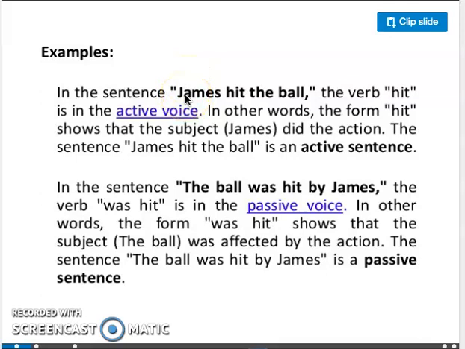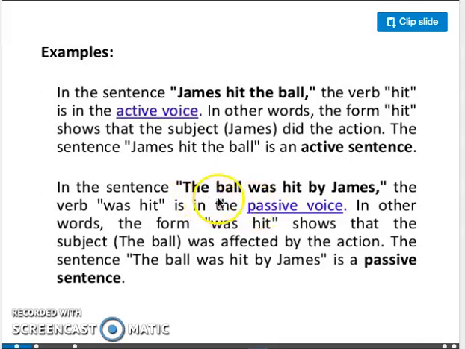What's the verb in the sentence? The action. Hit. Is James, the subject of the sentence, performing the action? Yes, he is. This sentence is in active voice. It's as easy as that. If you can't tell if the sentence is in active voice, then it's probably going to be passive. Let's look at an example of passive voice.